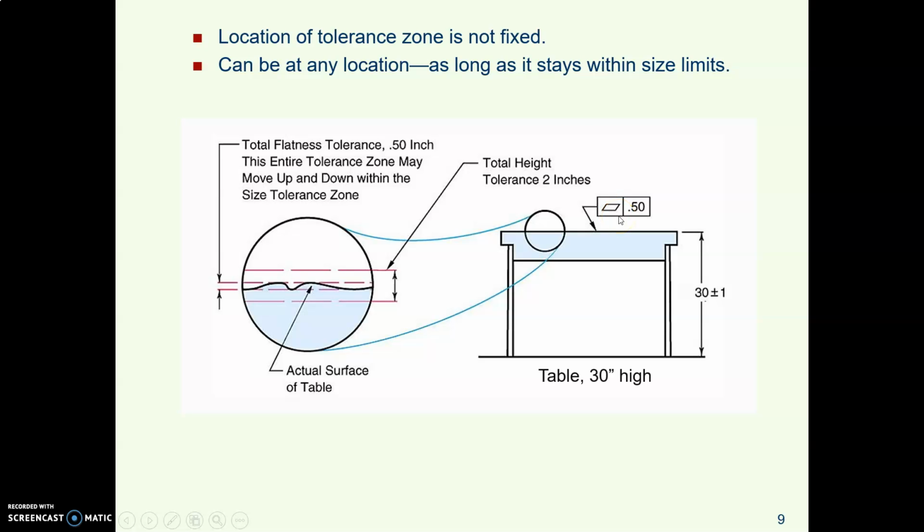This drawing, I would not call this flat, but this drawing is saying this surface must be flat within a tolerance zone of two parallel planes that are 0.5 apart. So what this drawing is saying is that whatever height your table turns out to be, once it is at that height, there are two parallel planes 0.5 apart within which all the bumps on the surface must lie.